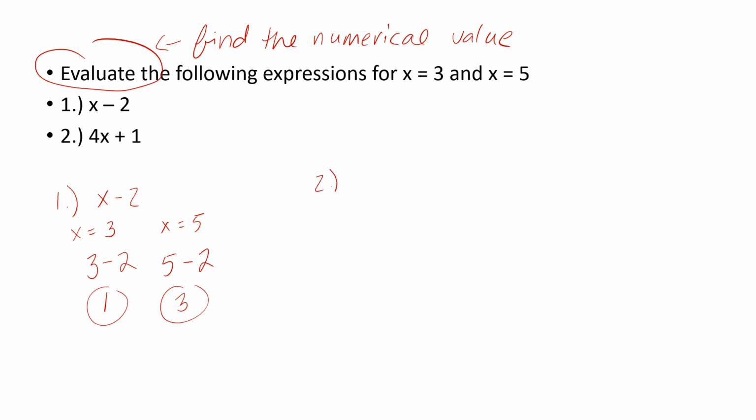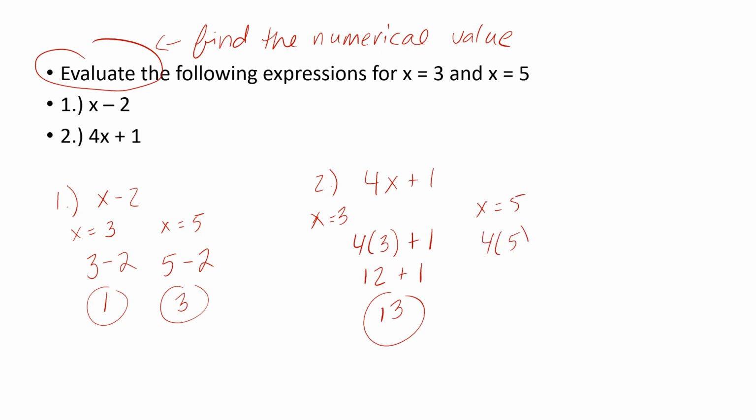The second problem is a little bit more complicated because it has two operations in it. But we'll go ahead and plug in x is equal to 3. So we have 4 times 3 plus 1. 4 times 3 is 12, and 12 plus 1 is 13. Doing the same for x is equal to 5, we have 4 times 5 plus 1. 4 times 5 is 20, and 20 plus 1 is 21.